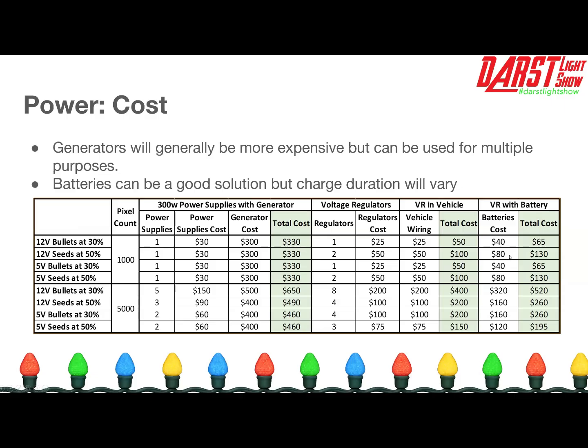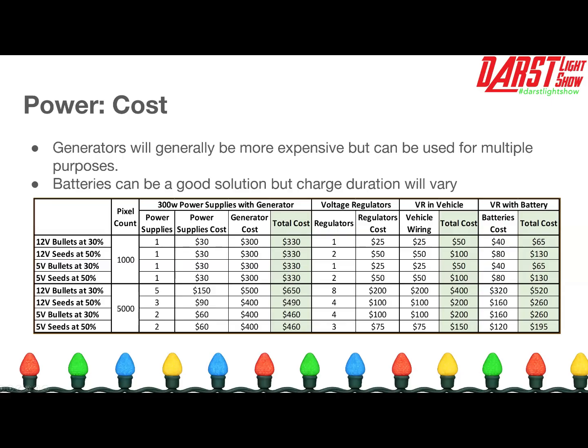If you're wanting to run it standalone with a battery, then you're going to have the cost of the regulators and the cost of batteries, which might be around $80, for an all-in cost of about $130. Now, the downside of this is those batteries are going to drain unless you wire them into your vehicle alternator circuit or something like that, but then you've got to add in some wiring costs as well.